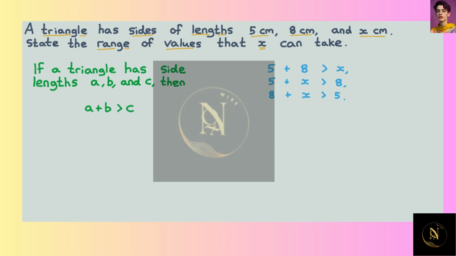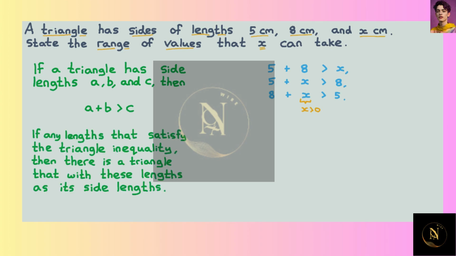We know that the sum of any two of its side lengths must be greater than the length of the remaining side. So we have that 5 plus 8 must be greater than x, 5 plus x must be greater than 8, and 8 plus x must be greater than 5. It is worth noting that x is the length of a side in a triangle, so we know that x is positive. This means that the final inequality will be satisfied regardless of the value of x.